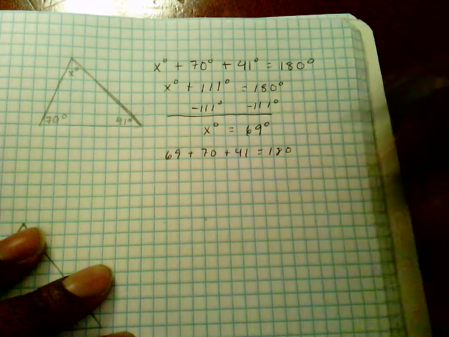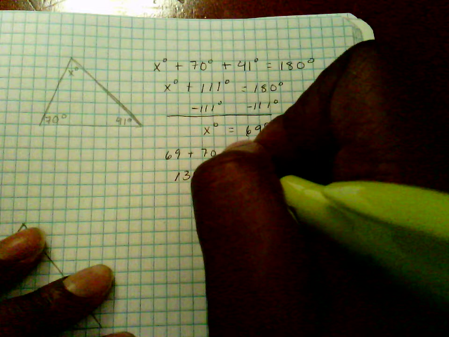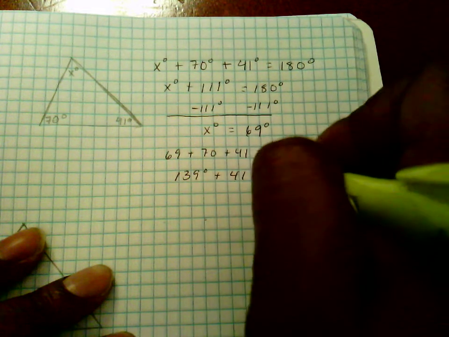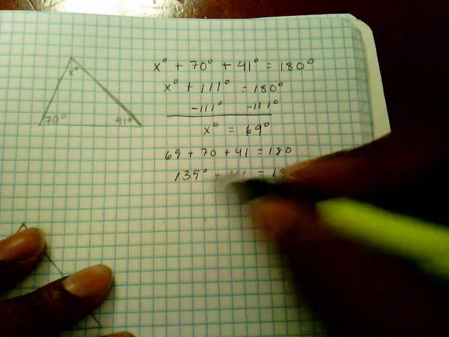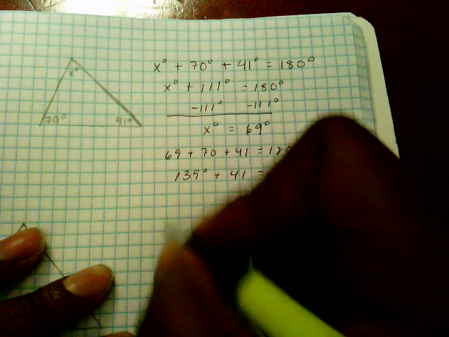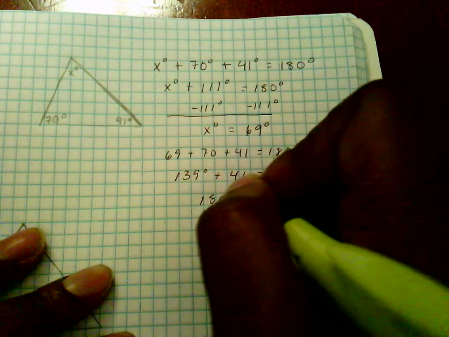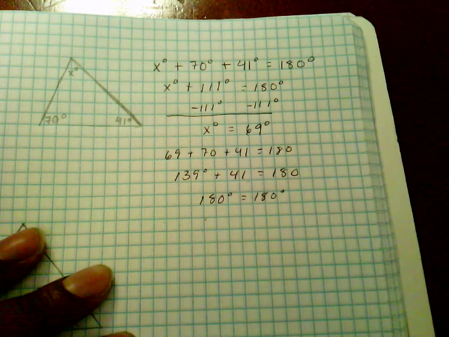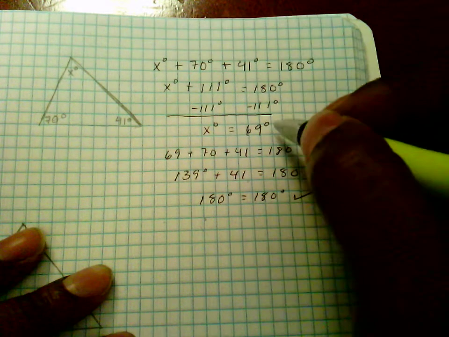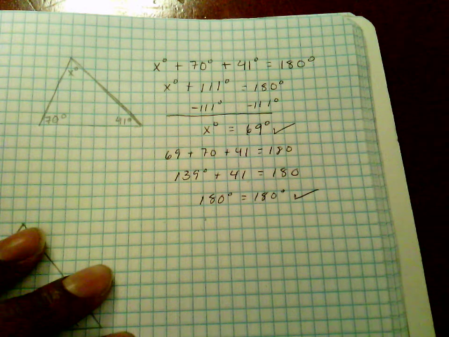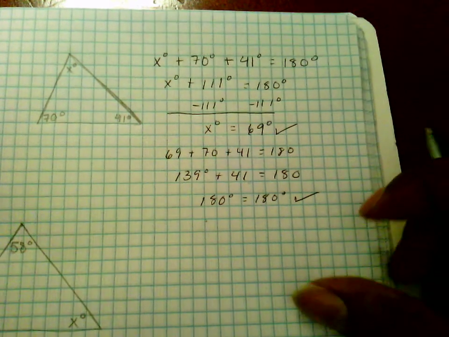And simply check that. It'll be 69 plus 70 plus 41 equal to 180. 69 plus 70 will give me 139 degrees, plus 41. And then 139 plus 41 would be 180, equal to 180. So this checks out, and so this is the correct degree measure. All right, let's have a look at another one.